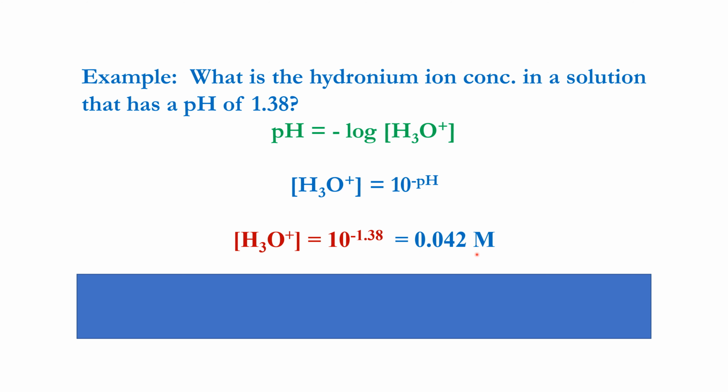0.042 moles. So to get this value in your calculator, you press 10, then press the power Y button, then type minus 1.38, you will get 0.042, and the unit is moles. So it's either you put capital M like this, or you write it in full, 0.042 moles per liter.